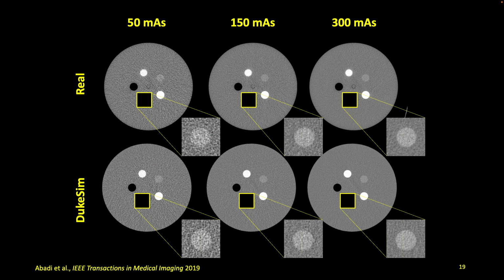Here I'm showing you one example for a particular phantom. The top row is the real data acquisition, the bottom row is our DukeSim acquisition. Different columns show you acquisition at different dose levels. We have done this for multiple scanners and for multiple settings.